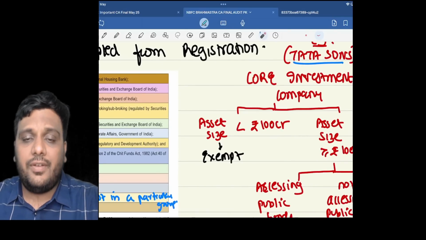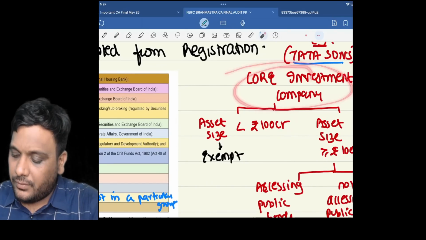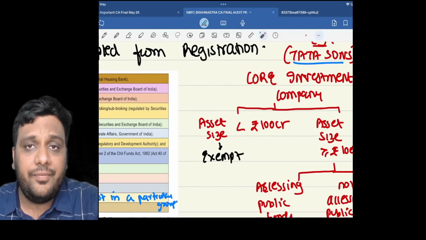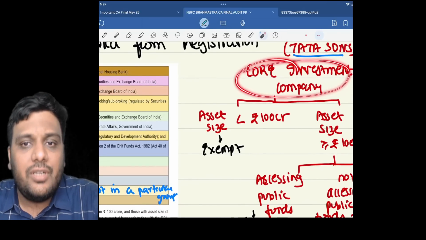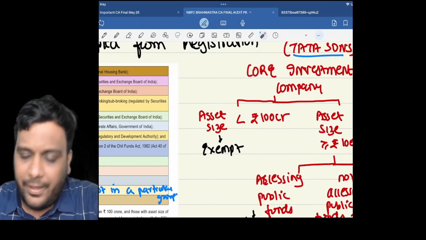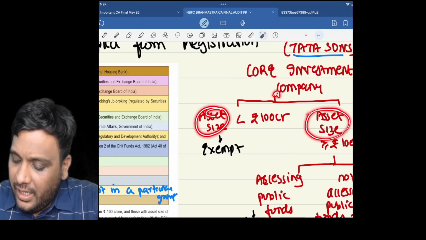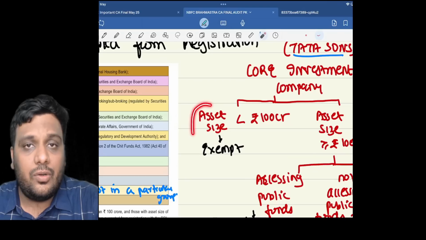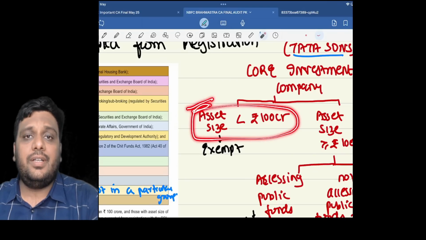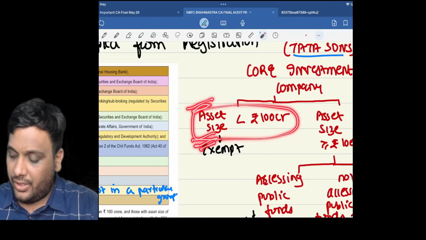Sir, but why are you teaching core investment company in detail? Now, when it comes to core investment company, there is an exemption from the registration. Sir, can you please explain? In a core investment company, we will have to look at the asset size. If asset size is less than rupees 100 crores, then it is exempt from registration. That means there is no need to obtain registration.